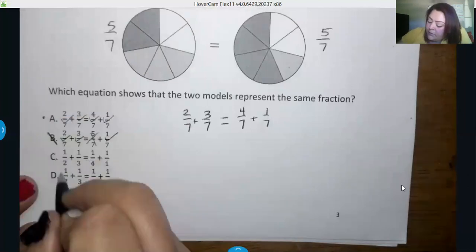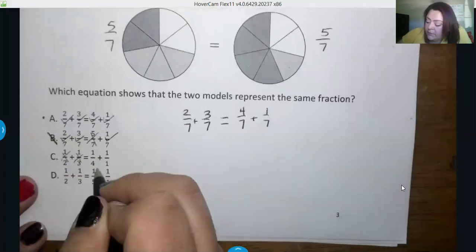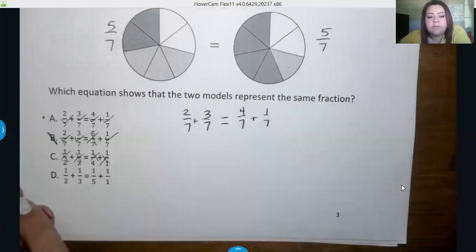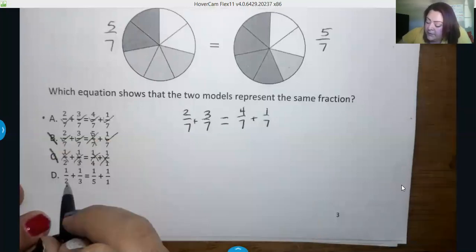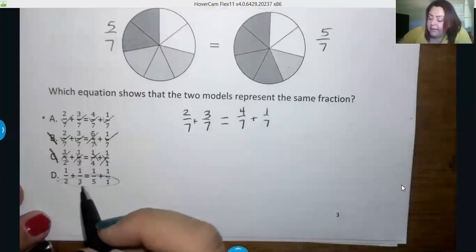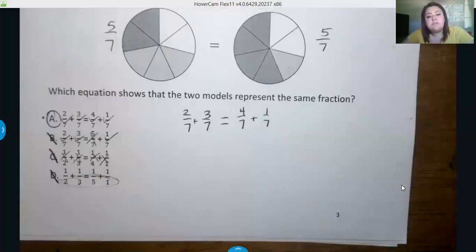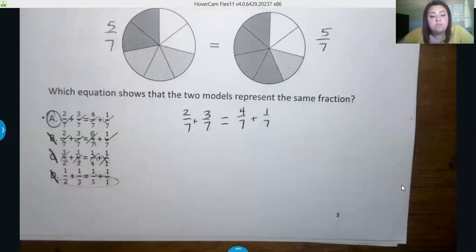Okay, 1/2 plus 1/3. Nope, that's not what I'm looking for. And 1/4 plus 1, no. Guys, they're all different bottom denominators, so that already messes it up. So it's not C. D, 1/2 plus 1/3 equals 1/5 plus 1/1. Again, those denominators, we know we cannot add that, so that's not it. So our answer was A. So look at the models they're giving you. Use this as your example as to how you create the problem if you do the extra challenge question. Look at these examples and see how you could do your model, okay?